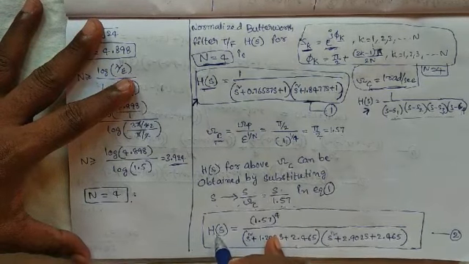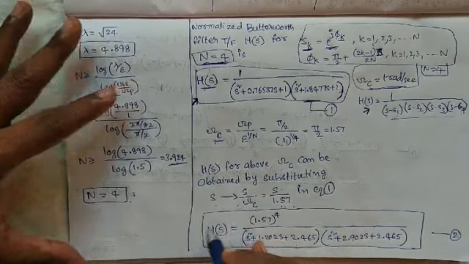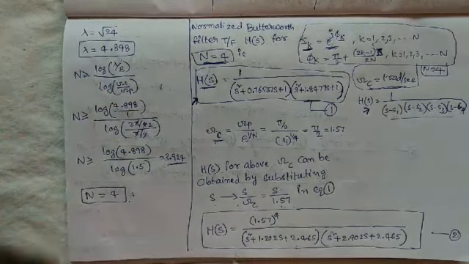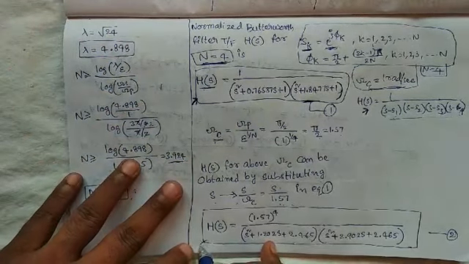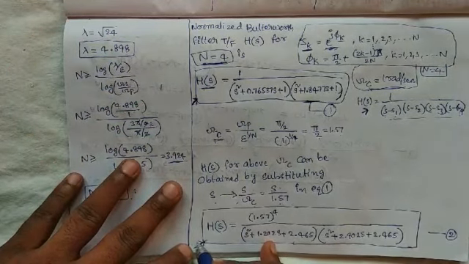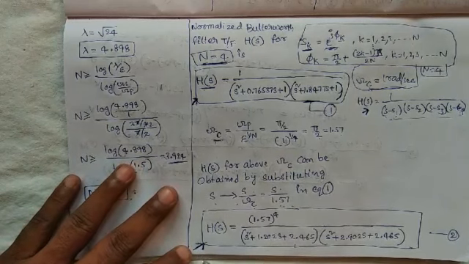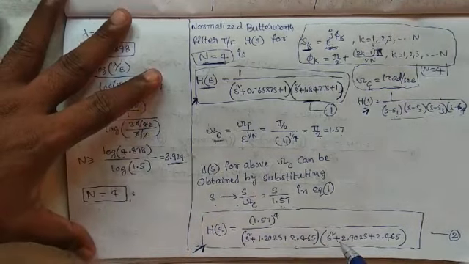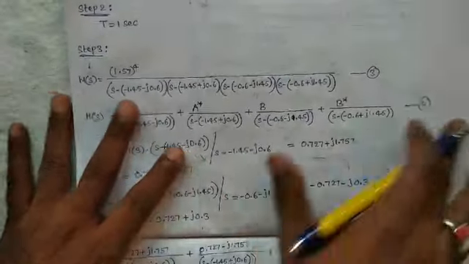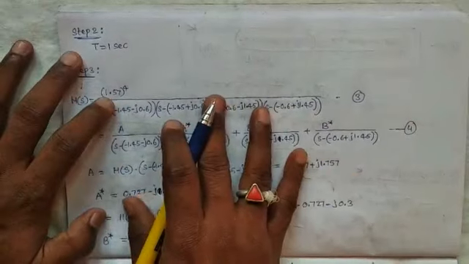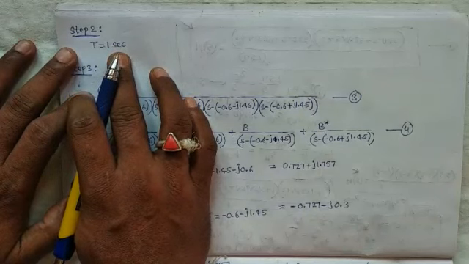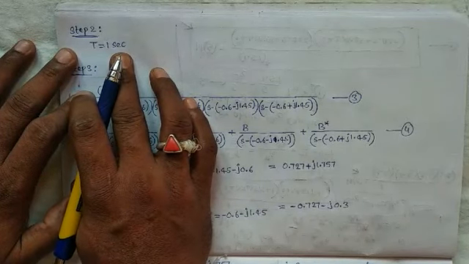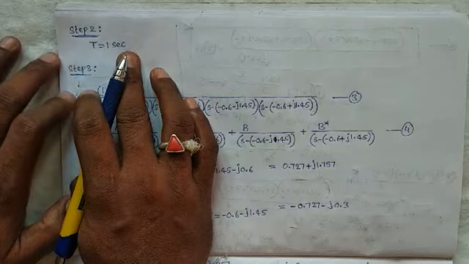This is the analog Butterworth filter transfer function, the determination of H of s. This is the first step in the impulse invariance method. In the second step, we select the sampling rate of the digital filter. The sampling rate is already given: T is equal to 1.